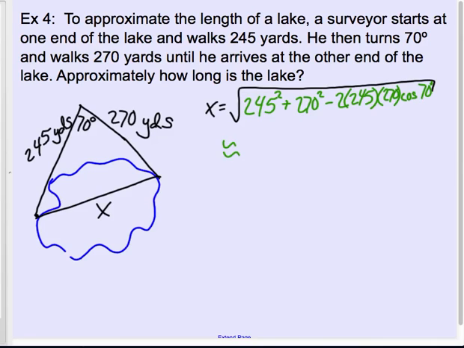And the length of the lake is about 296.101 yards.